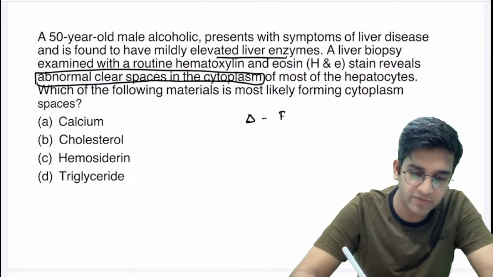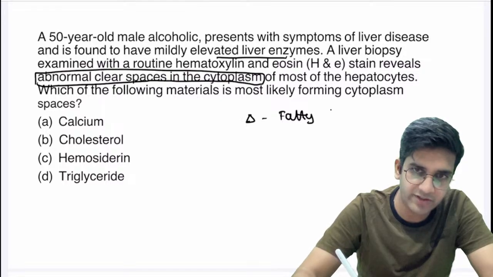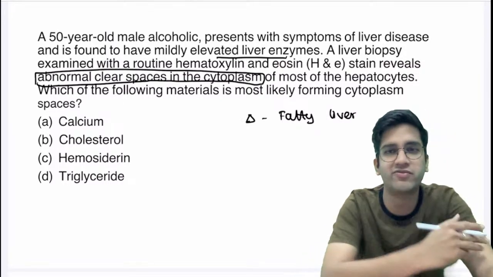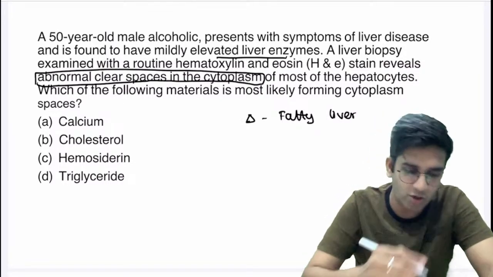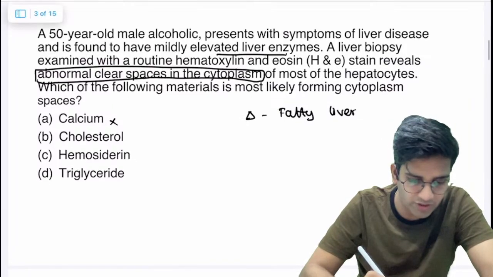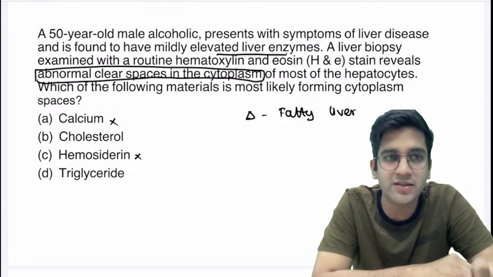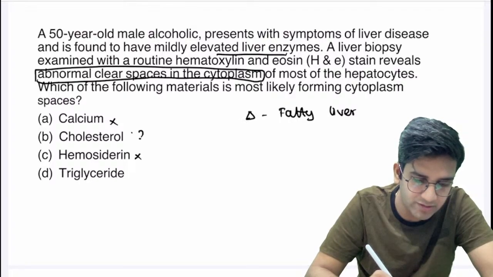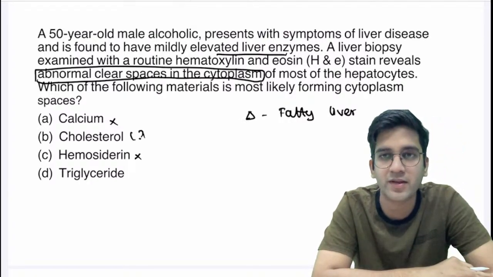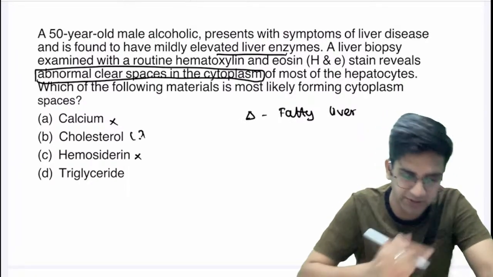It's a perfect example of a fatty liver, right? The classical example of a fatty liver. So now, obviously it's not calcium, obviously it's not hemosiderin. Why didn't you guys opt for option B? Why is this not the right answer? Why can't it be cholesterol? It's steatosis, it's fatty liver. Option D is the right answer.